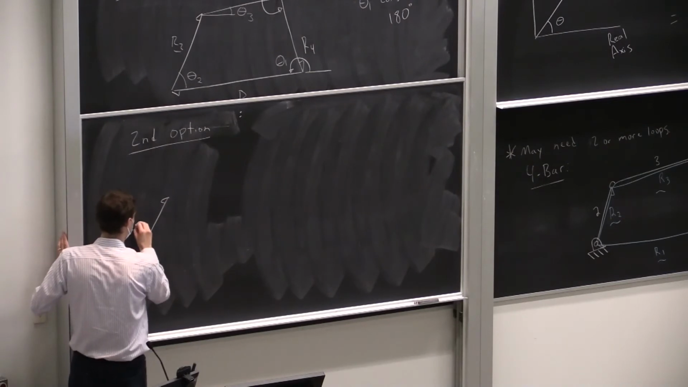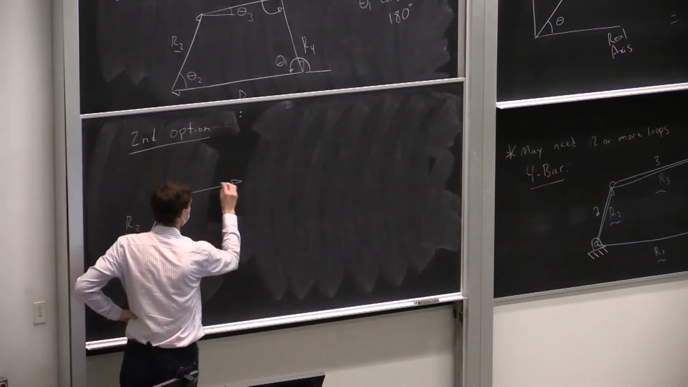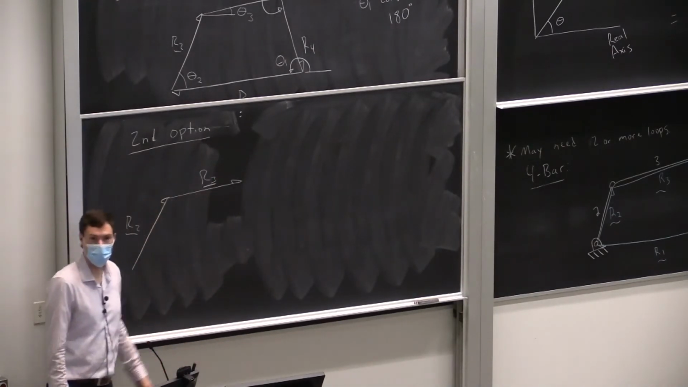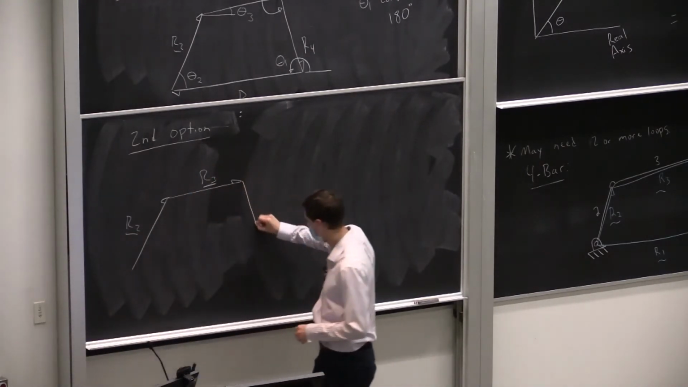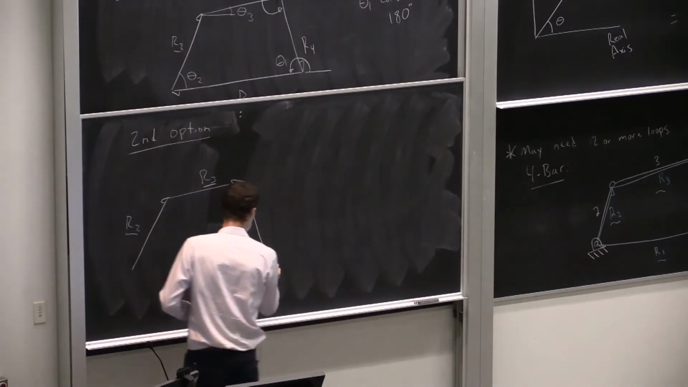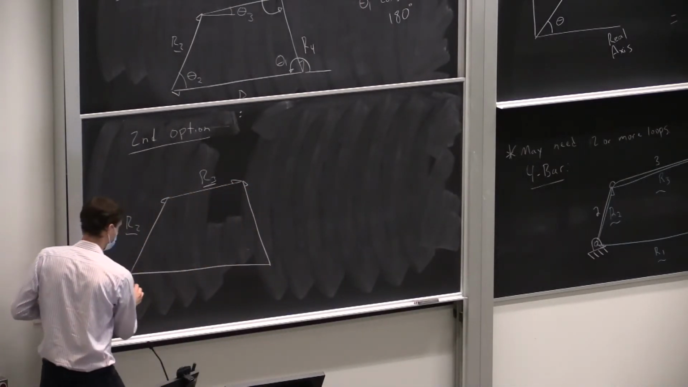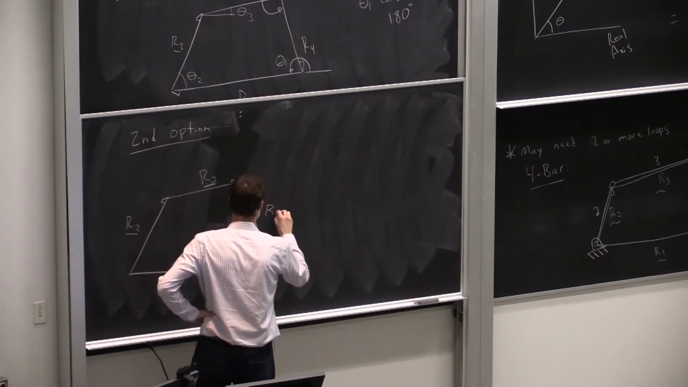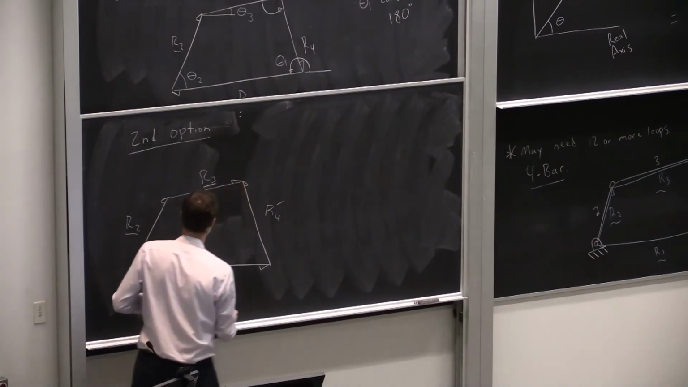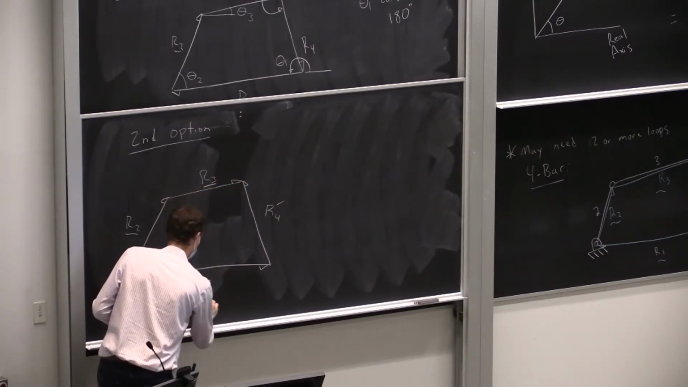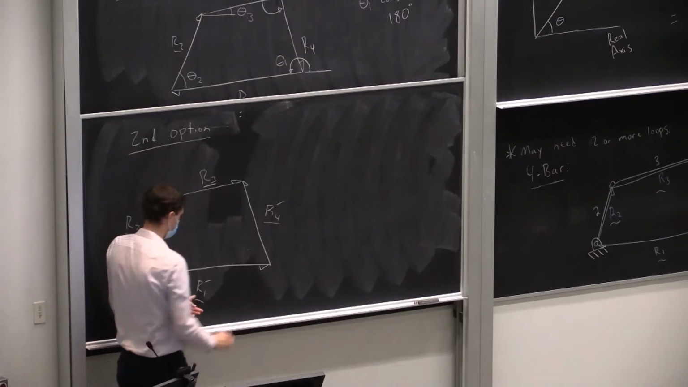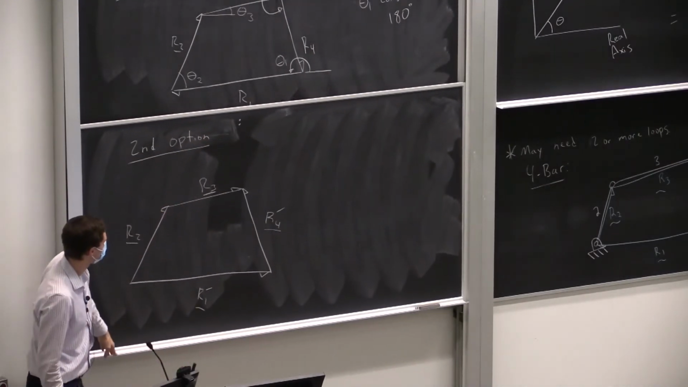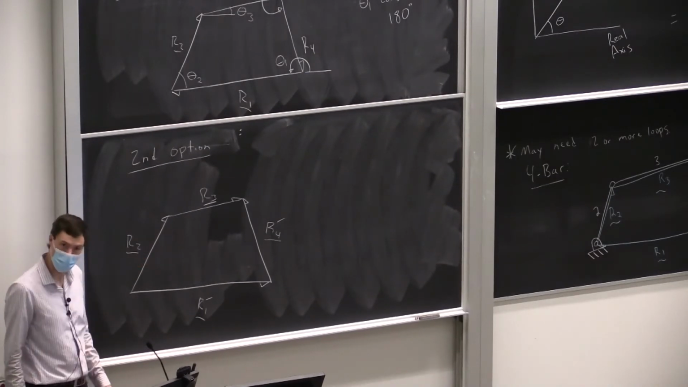So here I'm going to go R2 plus R3. But now I'm going to reverse the direction of the next 2 vectors. So I'm going to call those R4 prime and R1 prime, just so we can keep track. It's different. They're opposite from above. Okay, this is an equally valid alternate loop.